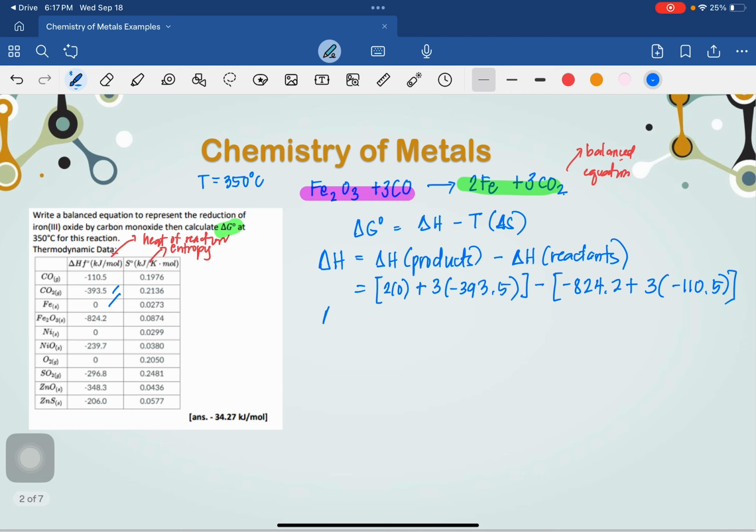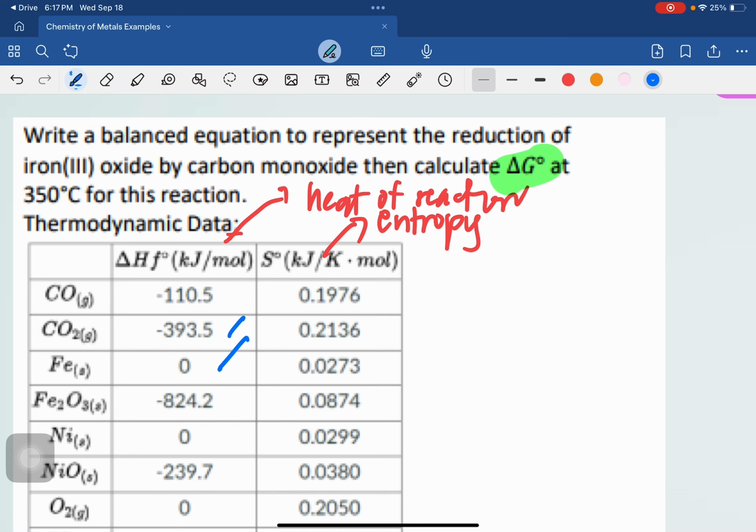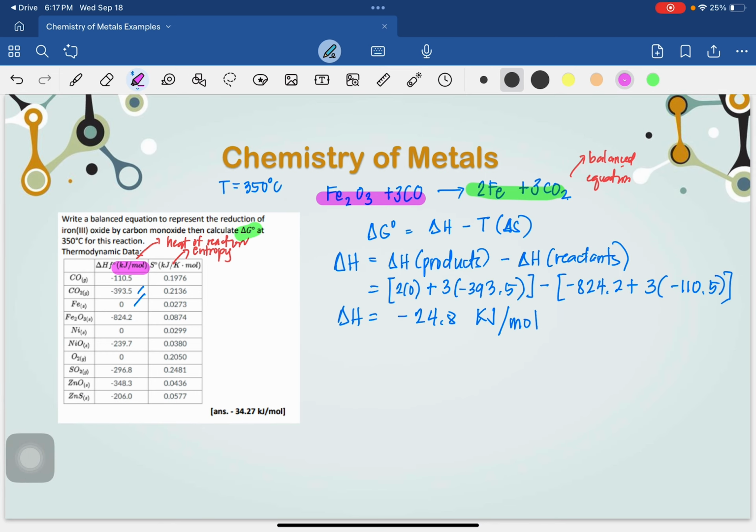Okay, and then of course, let's do our magic. Let's compute that. Using our calculators, we're getting negative 24.8 kJ per mole. Where did I get that unit? Kilojoules per mole. It's of course from this table. So I can say that my total here is in kilojoules per mole. Now we can proceed in getting delta S because we still cannot compute our Gibbs free energy as we don't have our entropy yet.